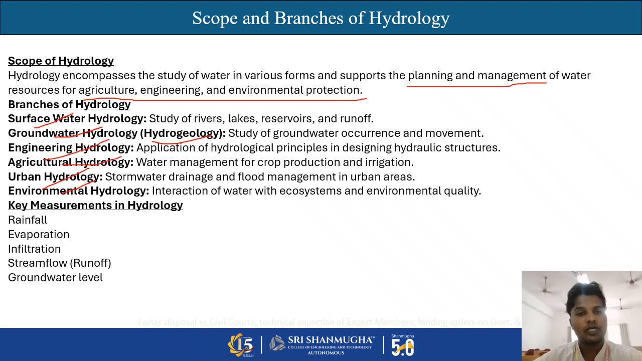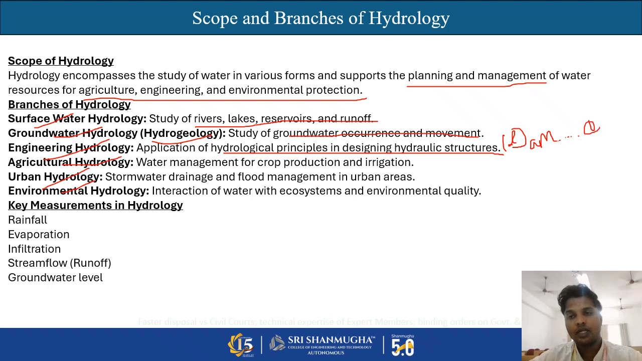In surface water hydrology, we study rivers, lakes, reservoirs, and runoff. Then groundwater hydrology is the study of groundwater occurrence and movement. Engineering hydrology means the application of hydrology principles in designing hydraulic structures like dams and reservoirs. For dam, canal, and reservoir construction, we need to understand hydrology and apply its principles to the design of hydraulic structures.